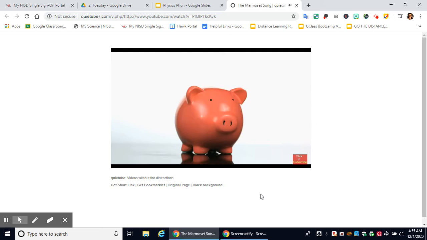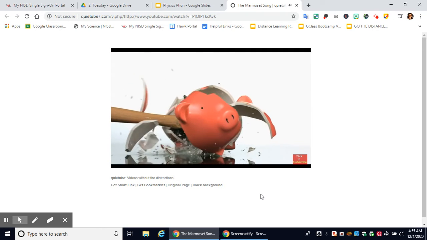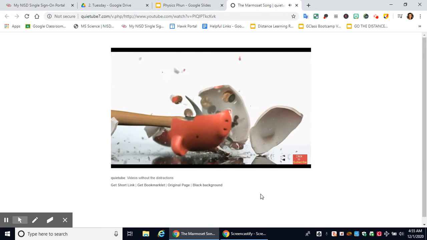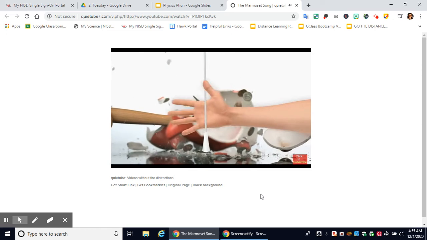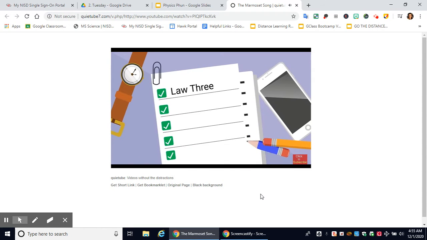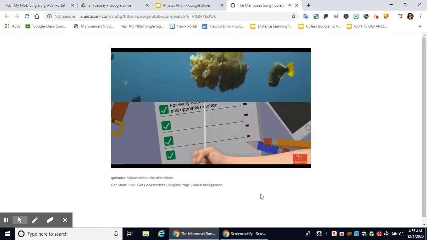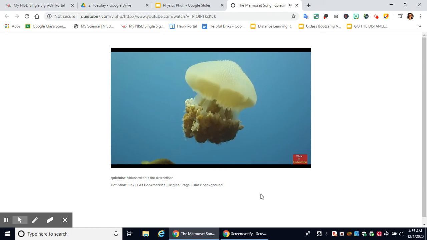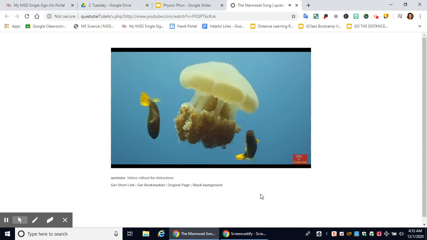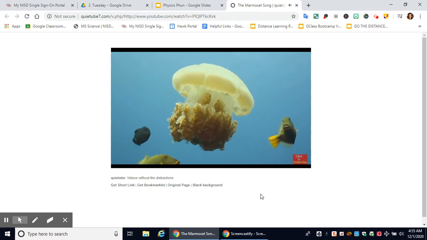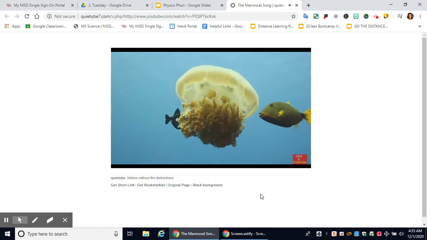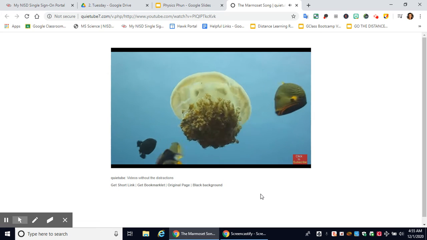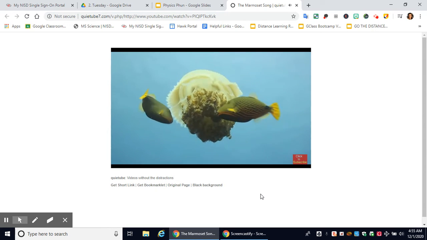This hammer has a greater mass and acceleration than the piggy bank, and look what happens. And finally, law 3 states that for every action, there's an equal and opposite reaction. Look closely at this jellyfish swimming. As the jellyfish moves its body backward, it actually moves forward because the water exerts a force in the opposite direction, which causes the jellyfish to move forward.